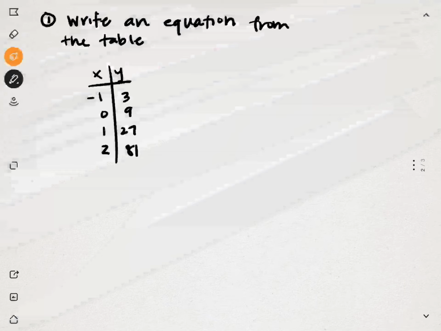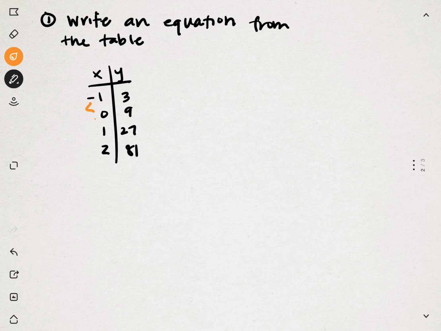All right, so the first example asks us to write an equation from the table. So whenever we have a table, we're used to checking out, all right, how is the x increasing or decreasing, and then how is the y increasing or decreasing, right? So that's the first thing we're going to do here. So notice on the left hand side, we're just adding 1 each time. -1 plus 1 is 0. 0 plus 1 is 1. 1 plus 1 is 2.